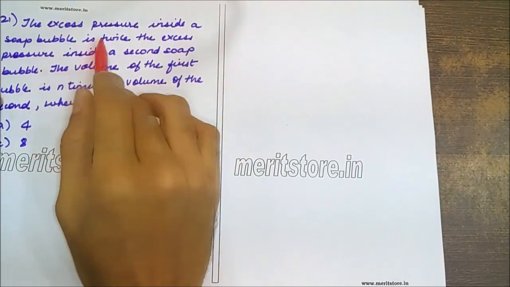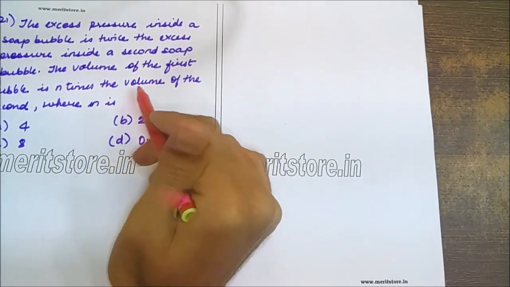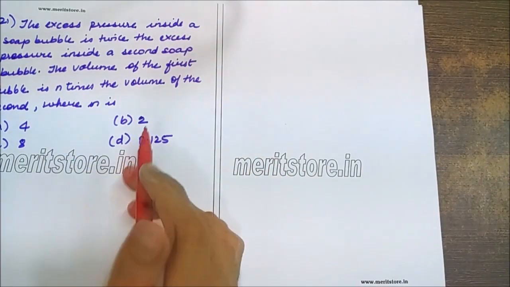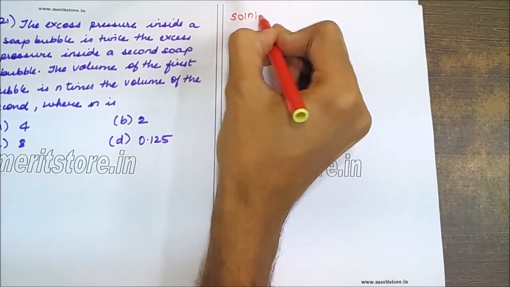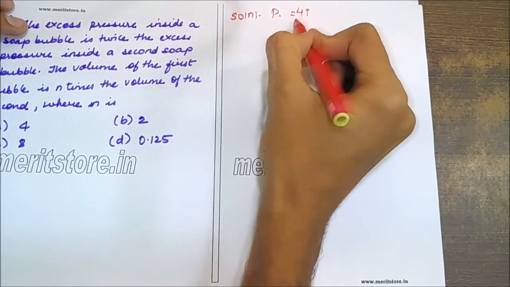The excess pressure inside a soap bubble is twice the excess pressure inside a second soap bubble. The volume of the first bubble is n times the volume of the second, where n is. We need to find the value of n. So, solution. We have the equation P equals 4T upon R.